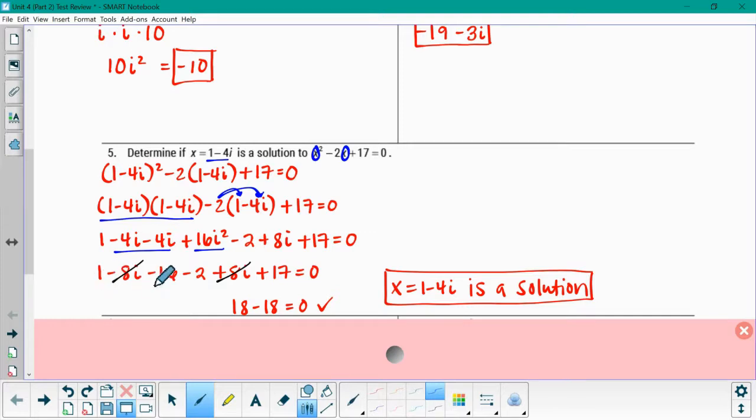I get 1 plus 17 is 18. -16 minus 2 is -18. 18 minus 18 is 0. So therefore, x equals 1 minus 4i is a solution because this is a true statement. If it was false, we would say it's not a solution.